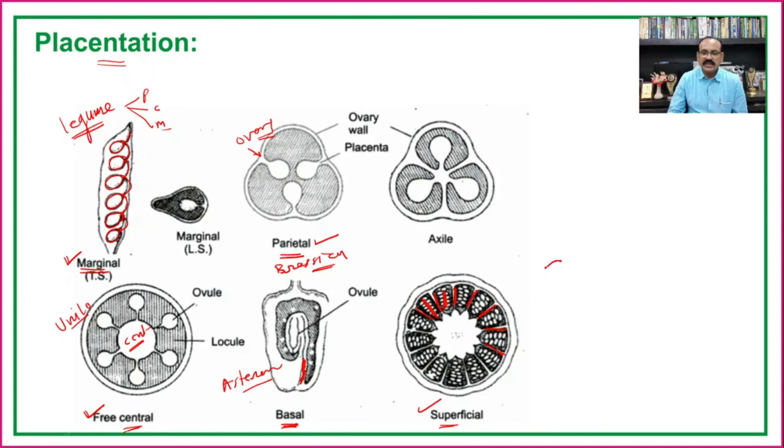In addition to this, in some cases the ovules are developing from the upper side, and such a type of placenta which is present at the apical region of the ovary is known as pendulous type of placentation.